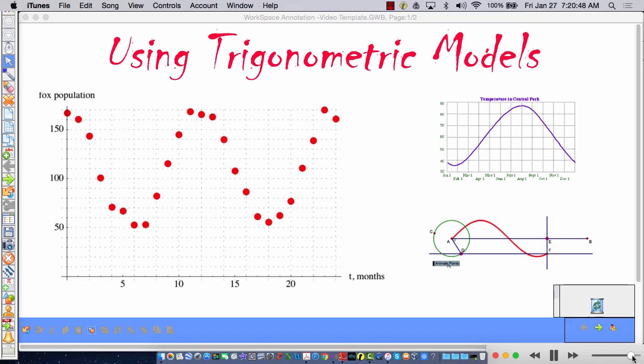And today we will be using trigonometric models. We're listening to Jessica Mayfield, Blue Skies again. Let's get to it, shall we?